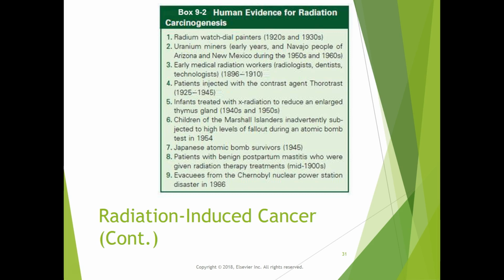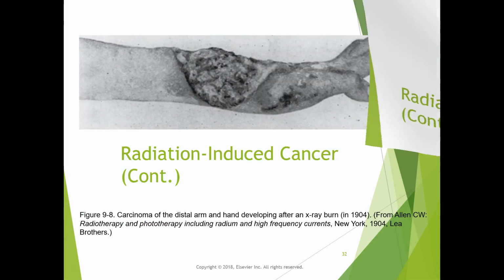Then during the 50s and 60s, Navajo people of Arizona and New Mexico mined uranium to meet the need of the U.S. government, and they ended up estimating that their equivalent dose was 10 sieverts or more. The families of these miners were also affected because the clothing worn by the miners was contaminated. Okay, the next group is the early medical radiation workers: radiologists, dentists, technologists. We do know from before that they succumbed to leukemia and had some terrible burns and cancer induced from radiation.